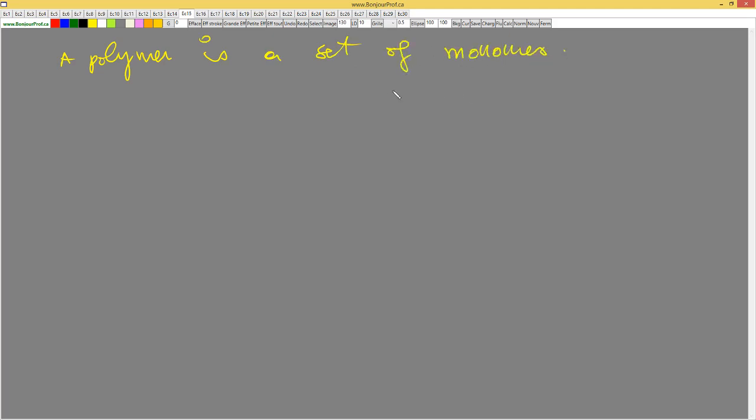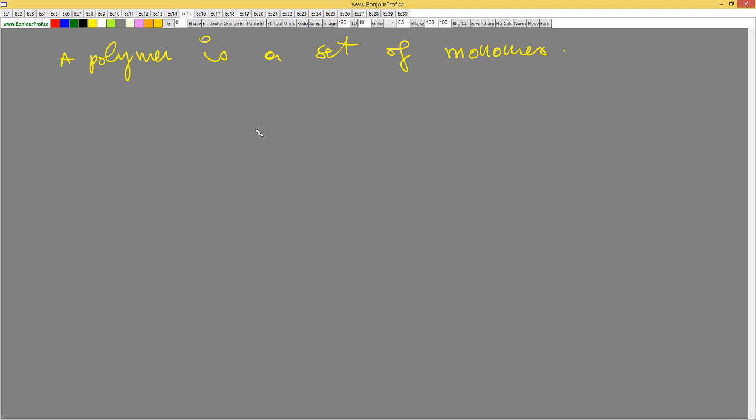Okay, so I'm going to write it here. A polymer is a set of monomers. So when the industry or the chemistry was advanced enough, and we knew how to make polymers, that's why now we have plastic. We have a lot of things that come from plastic. They are polymers. So examples of polymers, there are a lot.